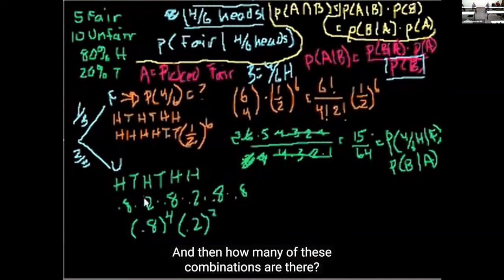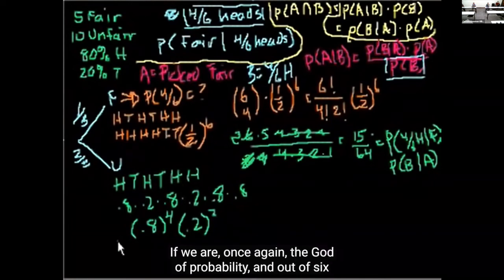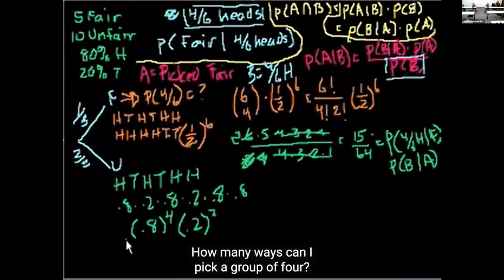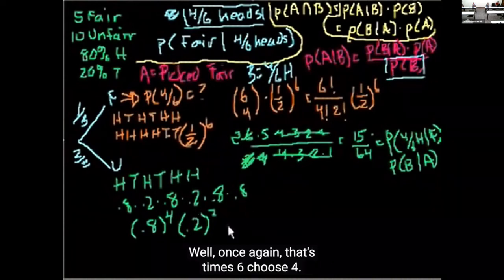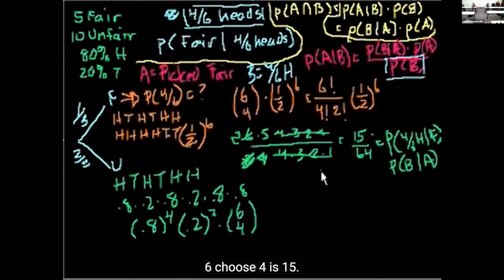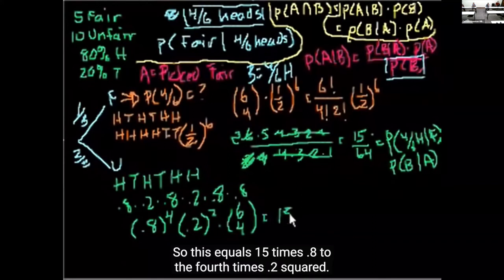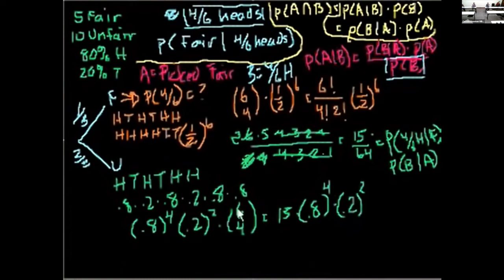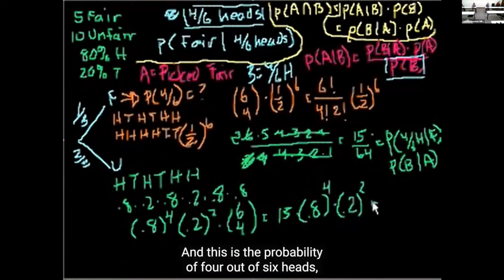And then how many of these combinations are there? If we are, once again, the god of probability, and out of 6 flips, we are choosing 4 that are going to end up heads. How many ways can I pick a group of 4? Well, once again, that's 6 choose 4. And we figured out what that is. 6 choose 4 is 15. So this equals 15 times 0.8 to the 4th times 0.2 squared.